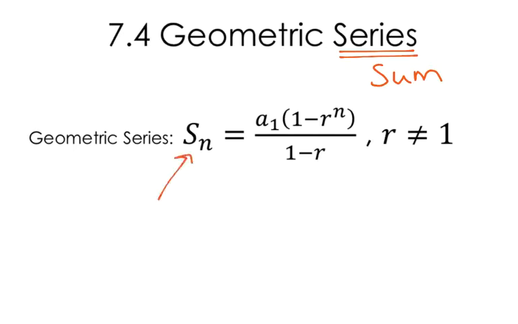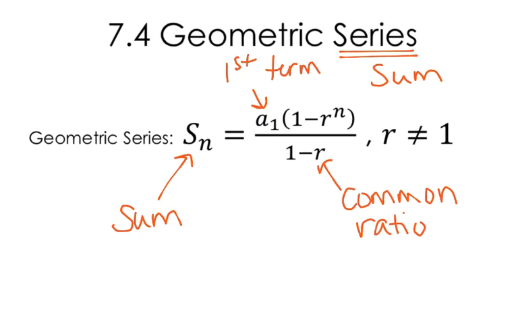The S sub n is the sum. A sub 1 is our first term. The r is our common ratio, and that's a number you're going to keep multiplying by to get to the next number. And finally, the only one I haven't really done anything with is n, and that is just the number of terms. So if we're going to add 5 numbers, then n would be 5 there.